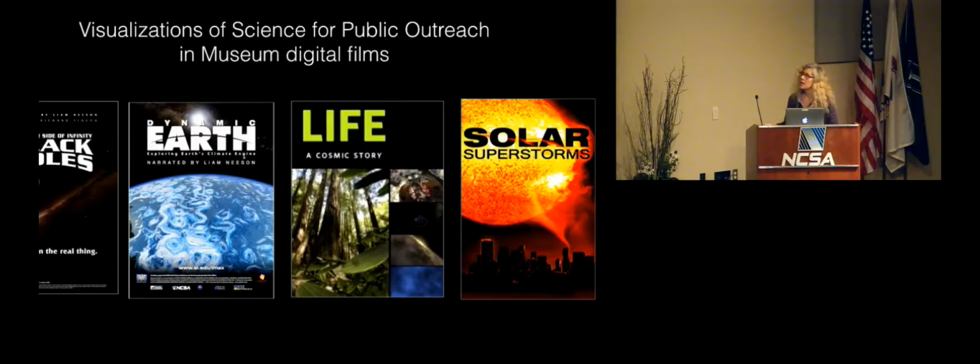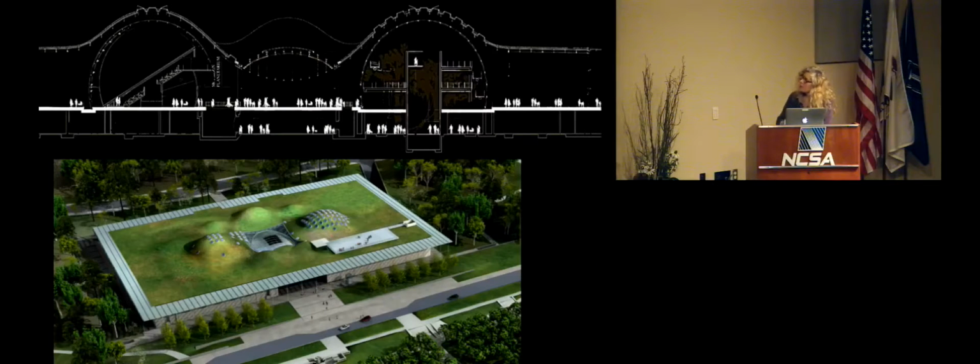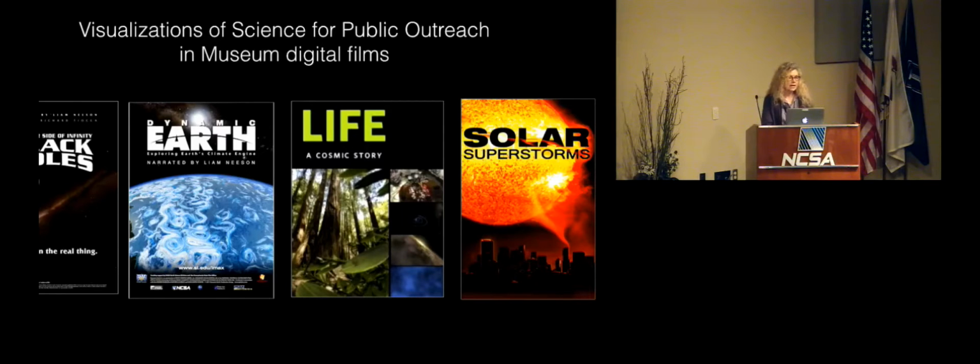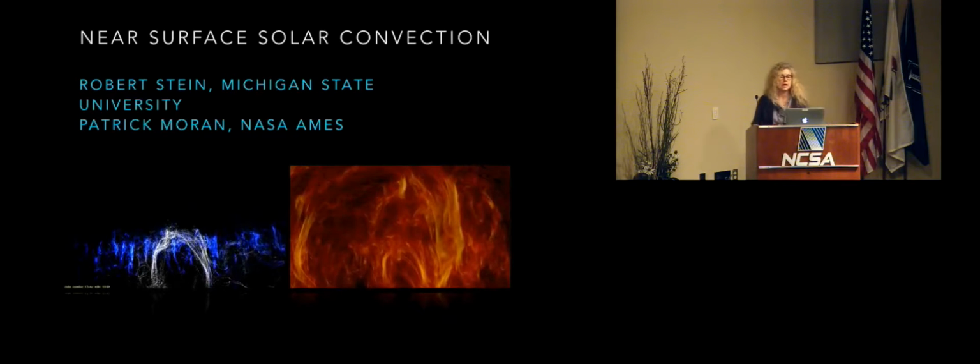We participated in the California Academy of Sciences shows: Life: A Cosmic Story, and then Solar Superstorms. The California Academy of Sciences, this is their building, and they have 2 huge domes, and millions of people come through there in a year. And these dome shows travel, like Dynamic Earth, which has been translated into 7 languages and is playing all over the world, just like Black Holes and now Solar Superstorms, the same story.